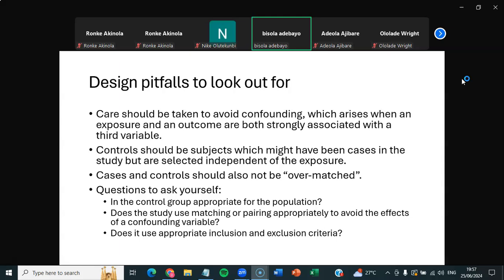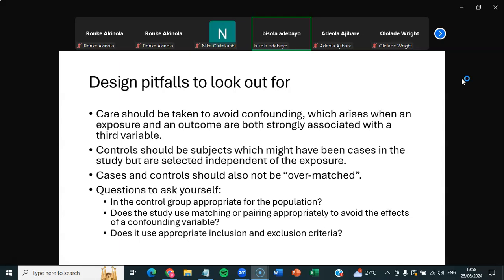So the design pitfalls to look out for: we should take care to avoid confounding. It's very important. Controls should be subjects that might have been cases, but they are selected because they do not have the outcome, though they could have had it. And they are always selected independent of the exposure. Then we should be careful not to overmatch. If you overmatch, you won't find anything. That's just a simple way to put it.